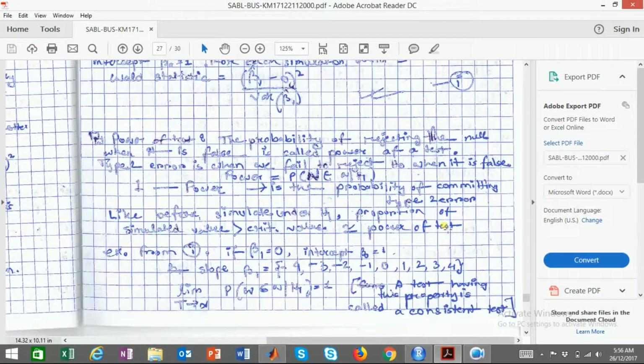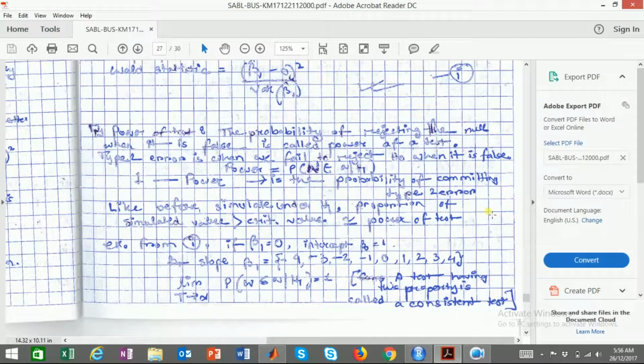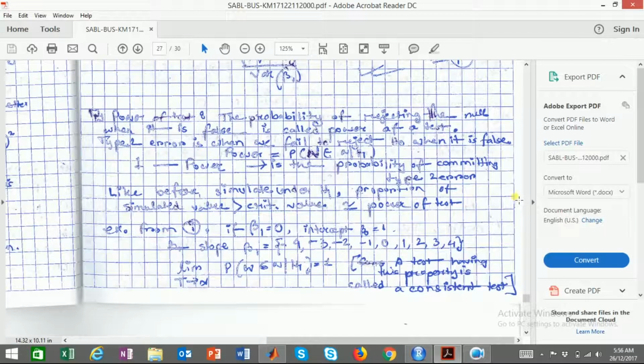Power of a test. The probability of rejecting the null when it is false is called the power of a test. A type 2 error is when we fail to reject the null when it is false. Like before, we simulate under the alternative. If the proportion of simulated values greater than the critical value is computed, then it is approximately the power of the test. And then we think we will probably use this.